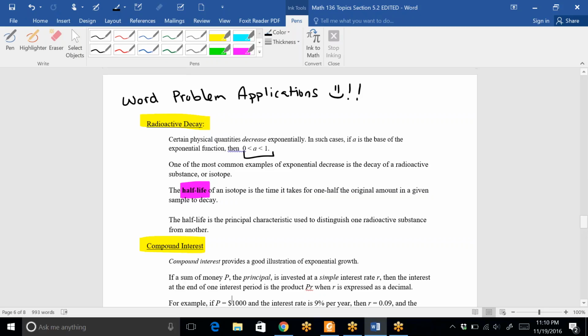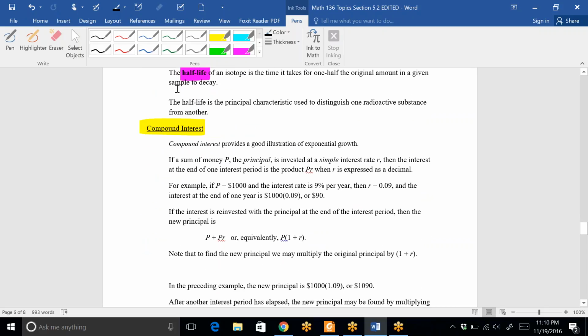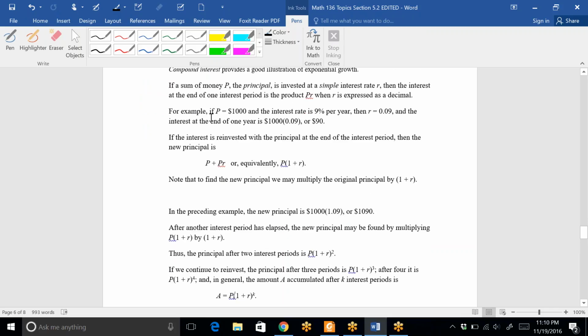So compound interest is another application that we're going to look at. It's a way to talk about growth. If a sum of money P, which is how much you've deposited or invested or borrowed, that's called the principal, is invested at a simple interest rate R, then the interest at the end of one interest period is P times R. So, for example, if I have $1,000 and an interest rate at 9%, that would be 0.09. At the end of one full year, I would have $90 in interest. If that interest is then reinvested with the principal at the end of the interest period, then your new principal would be P plus PR, or, because that's your original amount plus your interest, P times (1 plus R).